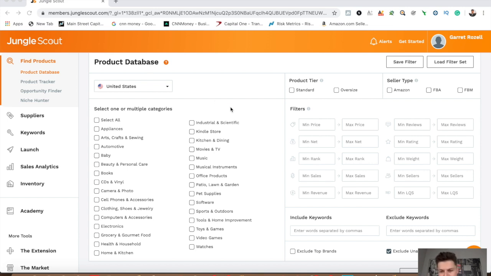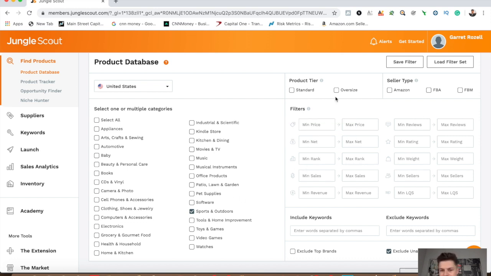But essentially what we want to do is select a category that we want to look into, and then we want to apply some of these filters. So first, let's start off by doing something like sports and outdoors. It's a very popular category, and there's some awesome products.